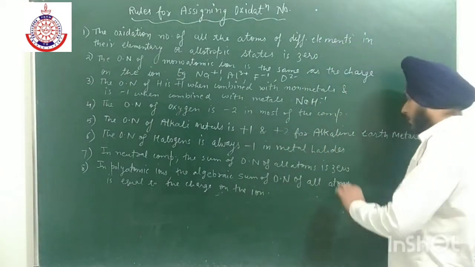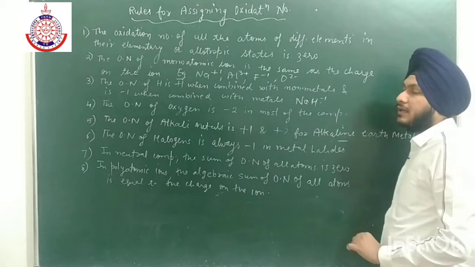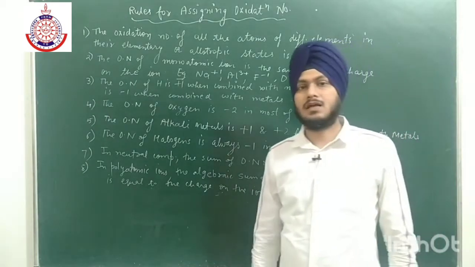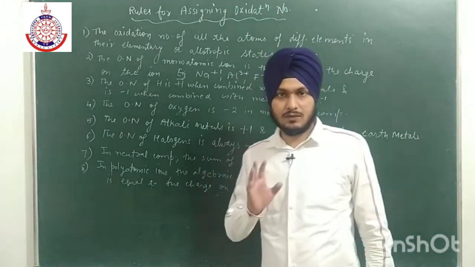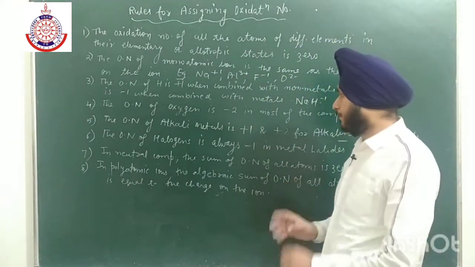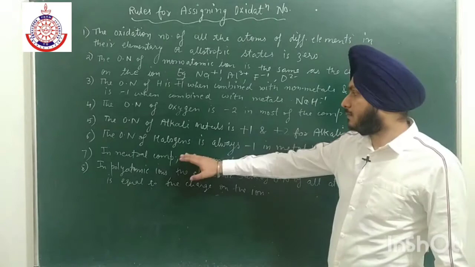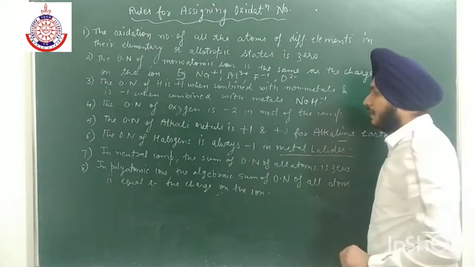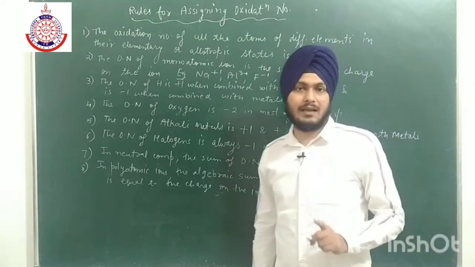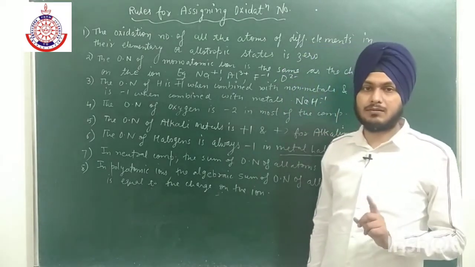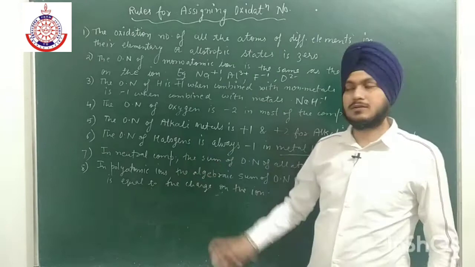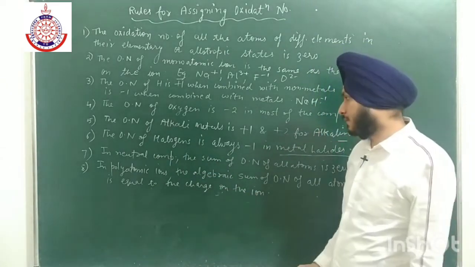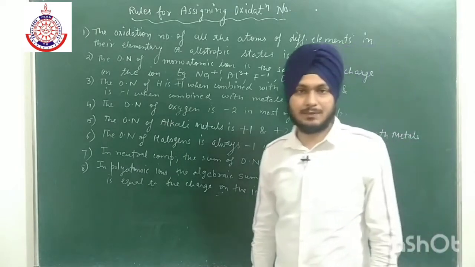Similarly, for alkaline earth metals, the oxidation number is always taken to be +2. Now the sixth rule is that the oxidation number of halogen is always -1 in metal halides only. You have to keep in mind, in metal halides only, not in all compounds, because the oxidation number of halogen can be +3, +5, or any other, even +7.